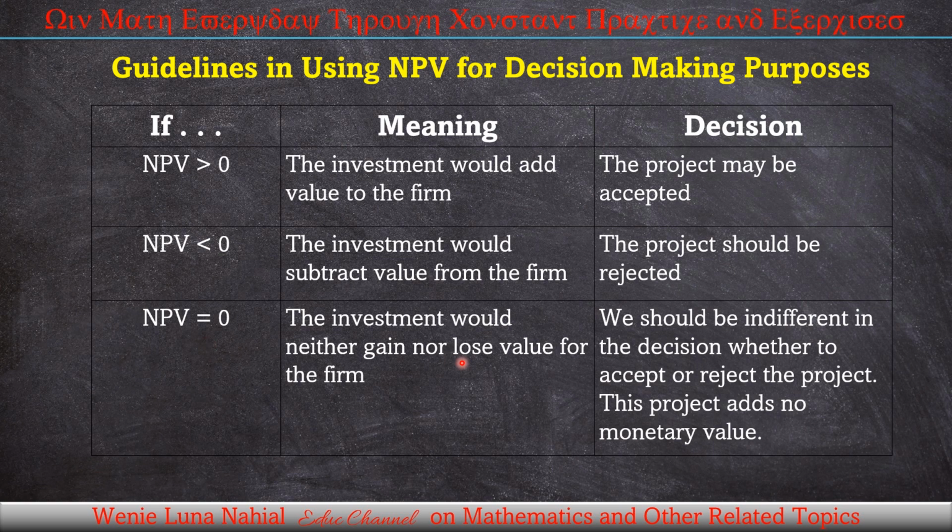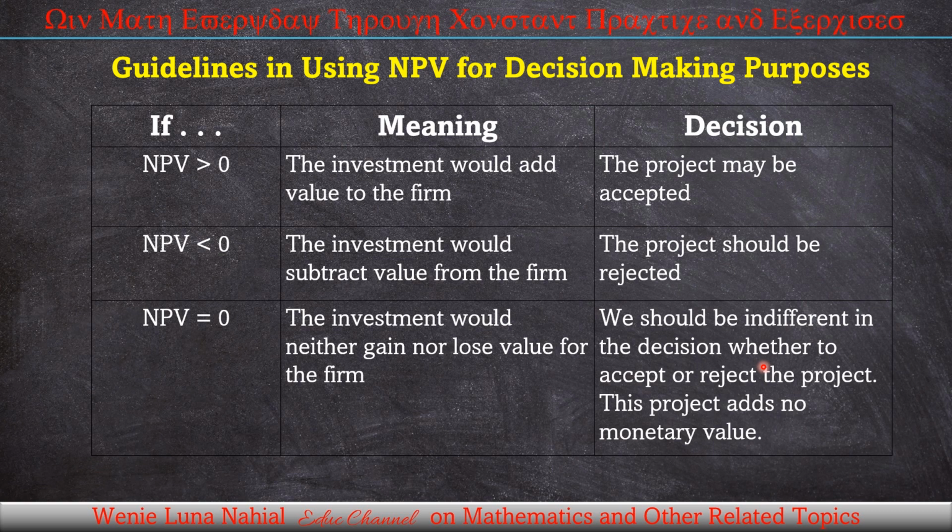If the NPV is equal to 0, the meaning is the investment would neither gain nor lose value for the firm. So our decision for that, we should be indifferent whether to accept or reject the project. This project adds no monetary value. So we are not sure if there will be a monetary value of the project to be added to the firm. So if I would be the business owner, I would refrain from accepting the project because there's no high probability that sooner it will gain money for the firm.